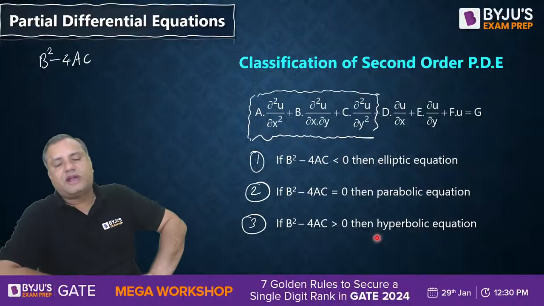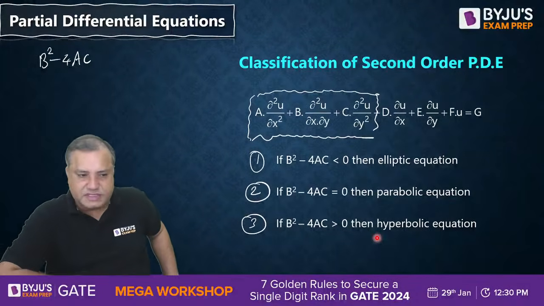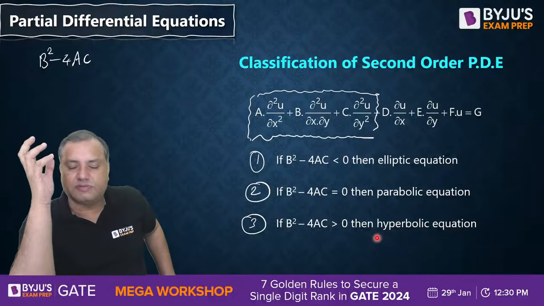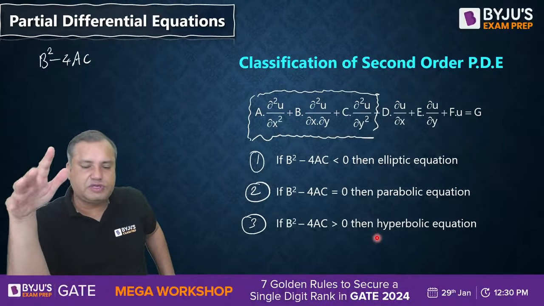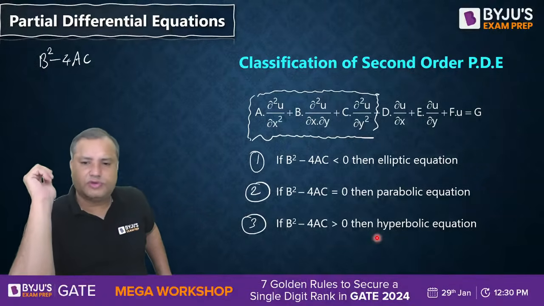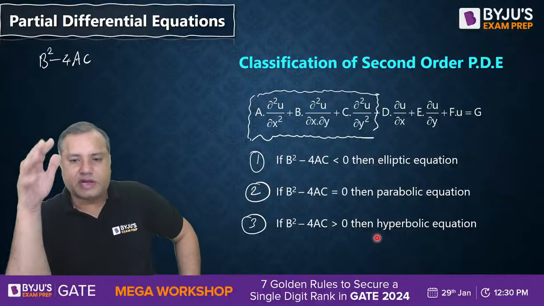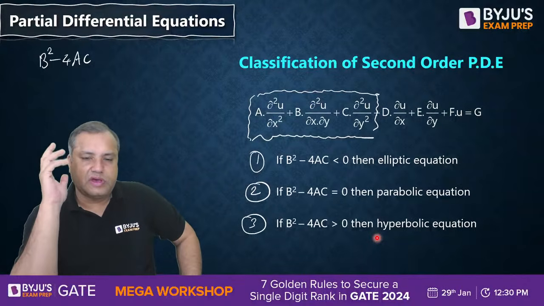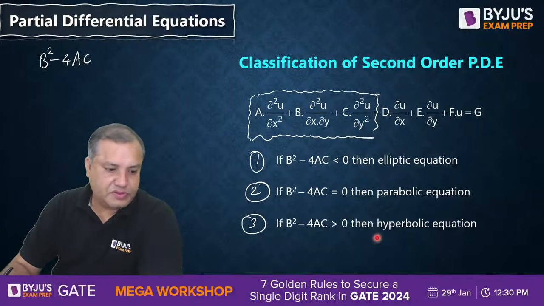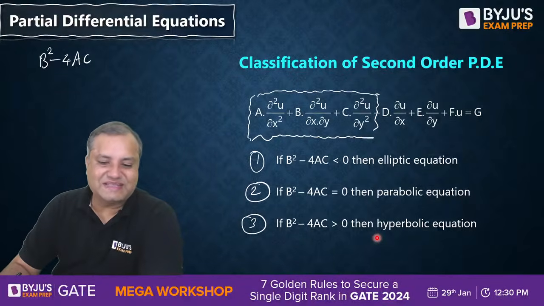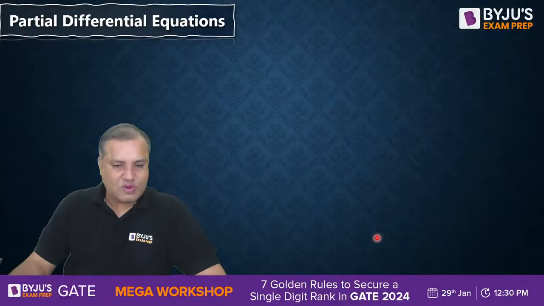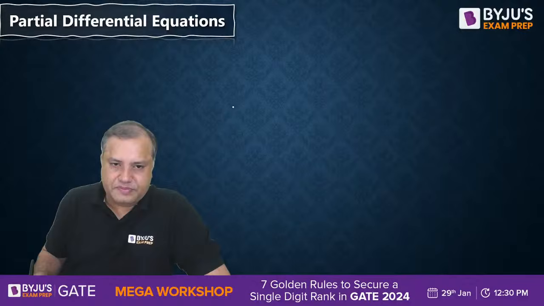So b square minus 4ac has got three possibilities: less than 0, equal to 0, and greater than 0. For less than 0, you have elliptic equation. For equal to 0, you have parabolic equation. And for greater than 0, you have hyperbolic equation. Still, students may be confused in the exam. To avoid that confusion, okay, see here.